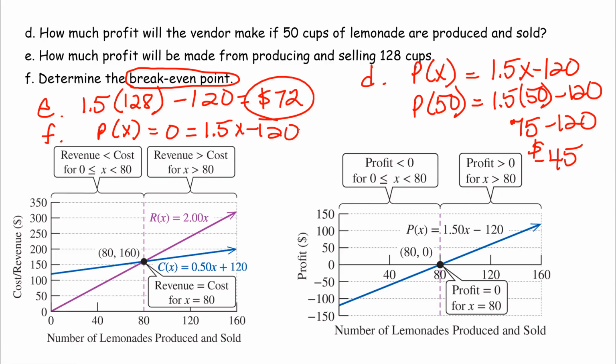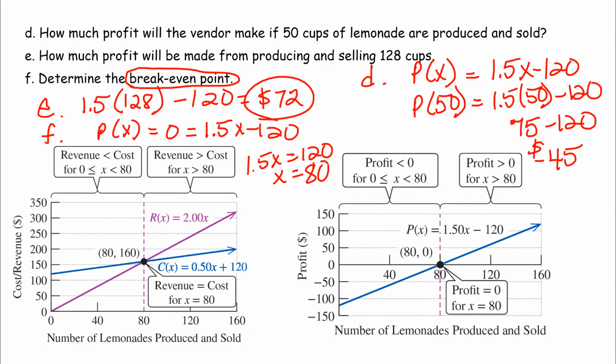And so if you add 120 to both sides, 1.5x equals 120. And that means that x is going to be 80. So if he sells 80 cups of lemonade, he will break even. He'll be fine. But if he sells less than that, he'll lose money. If he sells more than that, he'll make a profit. All right, and you can see this; these graphs here give us that information as well.